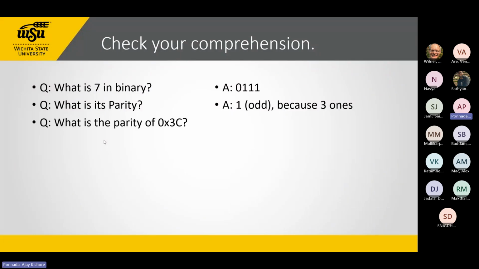What is the parity of hexadecimal 3C? That's a tough one. Take your time. It's not tough, but 3 in binary is gonna be 0 0 1 1. C in binary is gonna be 1 1 0 0. So what's the parity for that?